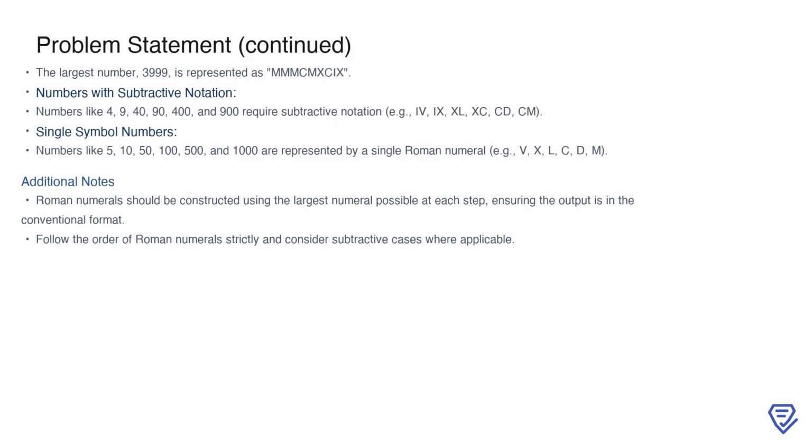It is important to construct Roman numerals by starting with the largest possible symbol and working downward. This ensures that the output adheres to the conventional Roman numeral format while properly accounting for subtractive cases when necessary.